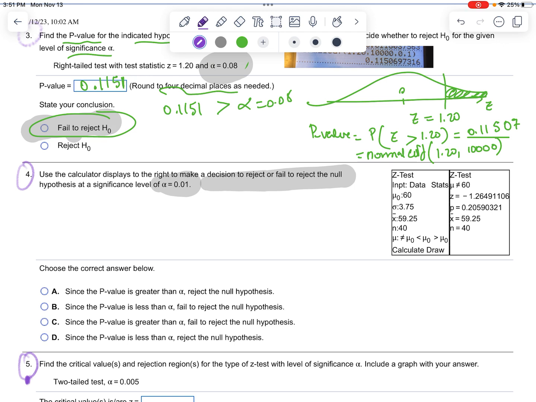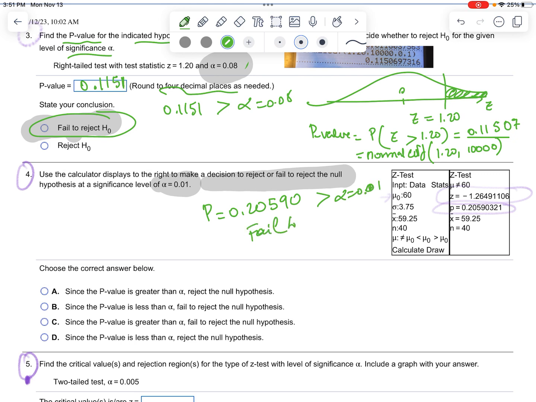Okay, let's look at it real quick. So my mu 0 is at 60. There goes your z statistic. There goes your p-value. Look at the p-value. The p-value is 0.20590, which is greater than alpha equals 0.01. So we are going to what? Fail to reject the null because the p-value is big. Since p-value is greater than alpha, we fail to reject.